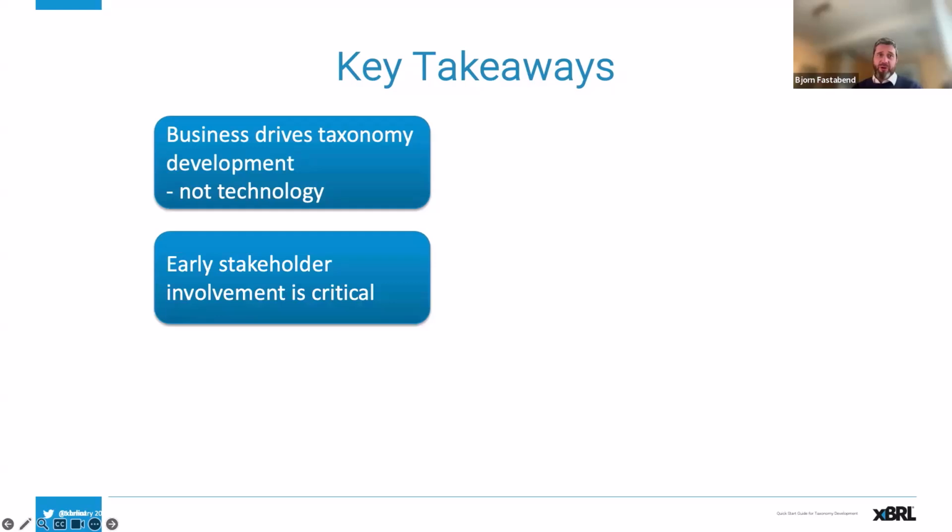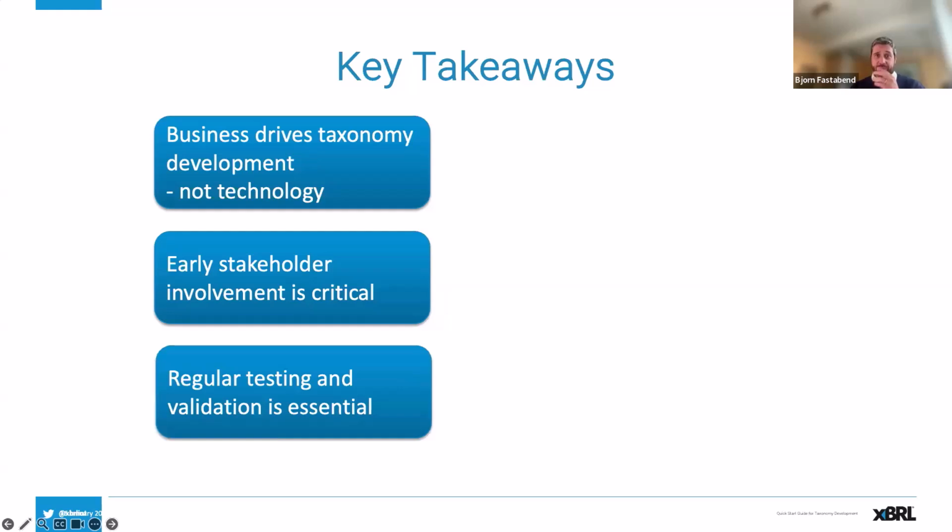Again, something I've stressed already earlier, early stakeholder involvement is critical. The sooner you know that you're building a taxonomy, the sooner you have anything to share with your stakeholders, your external stakeholders most importantly, the better, because that'll give them time to prepare, to get their systems ready, to test their implementations, and it'll just simply make the whole reporting process a lot smoother. And again, this is something with any software system, regular testing and validation is absolutely essential. The more you test, the more you get rid of errors, the less people complain, the smoother the whole process will work.